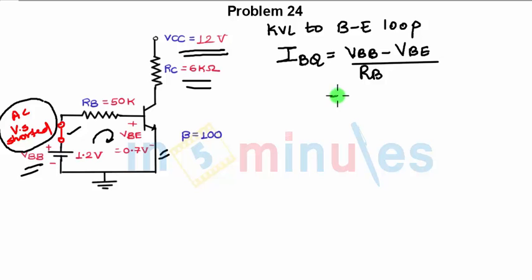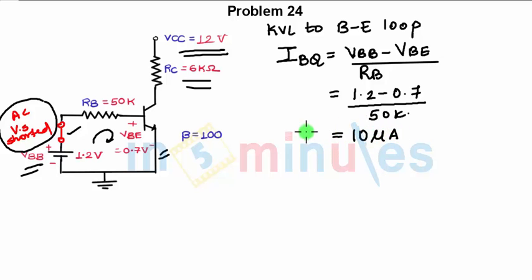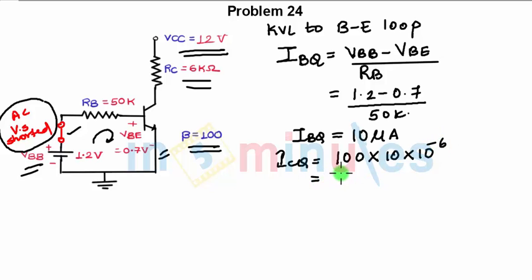So what will be the value? VBB is 1.2 minus VBE on, if it is not given, we are taking it as 0.7, divided by 50k. So you will get IBQ as how much? 10 microamperes. So we have got the value of IBQ. Once we know IBQ, we can find ICQ. Beta is given as 100. So 100 into 10 into 10 raised to minus 6 will give you the value of ICQ as 1 milliampere.